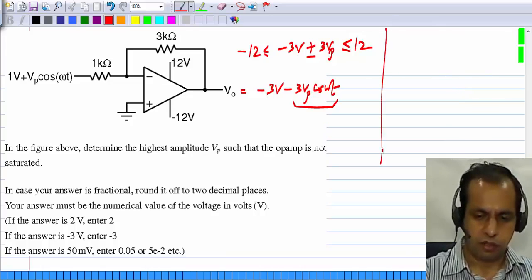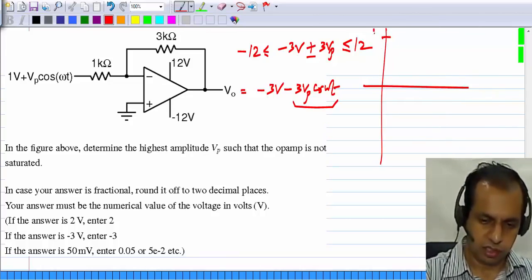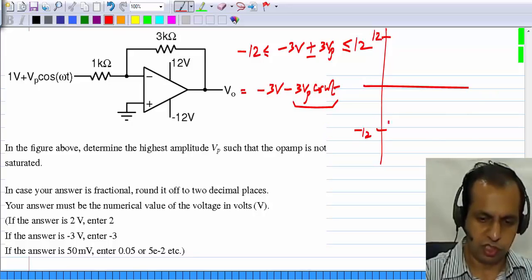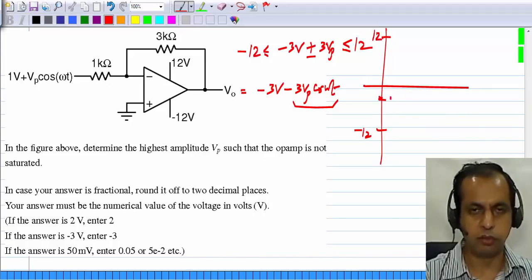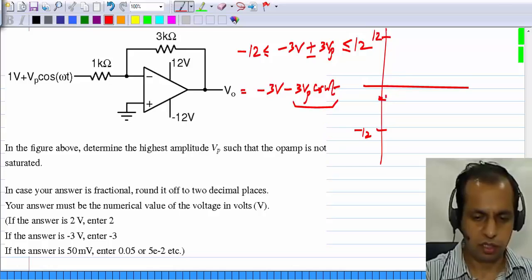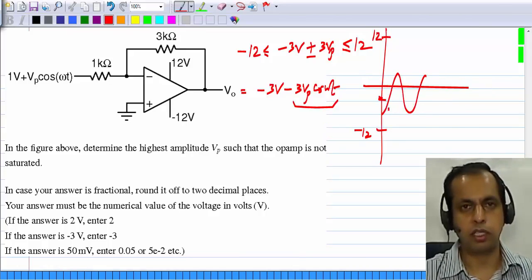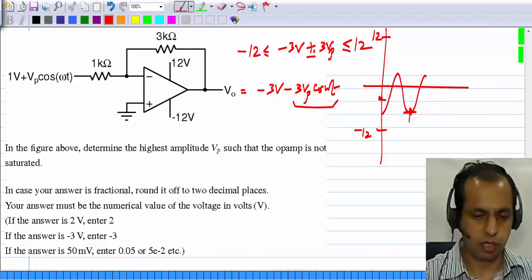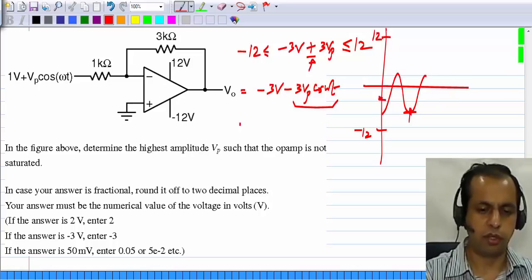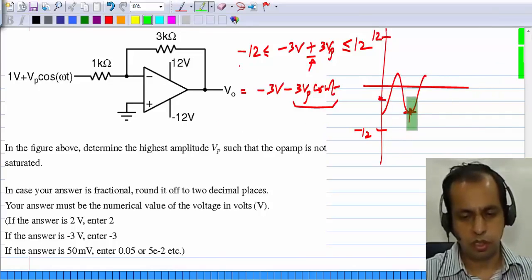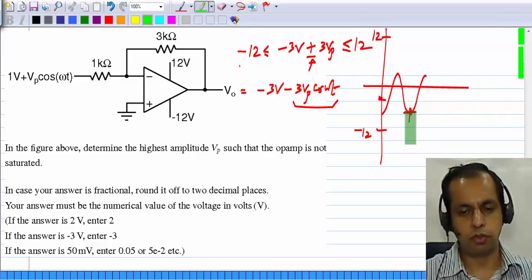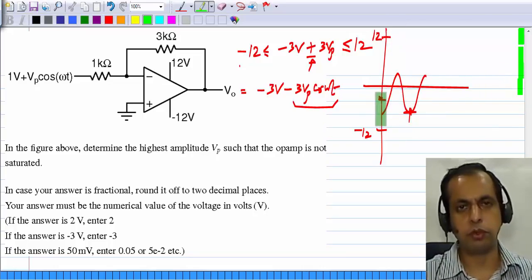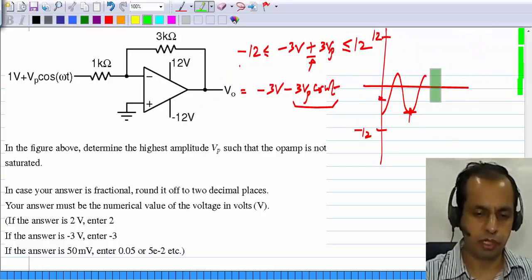Or graphically you can see that, let's say plus 12 is there, minus 12 is there, the output is centered around minus 3 volts, and it will look like that. And pictorially you see that this is the worst case when this sign is negative. Also this point will reach minus 12 volts. It will reach plus 12 volts for a much higher amplitude because the sine wave is skewed to the negative side at the output.